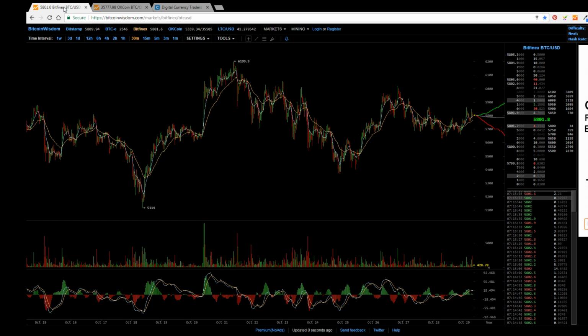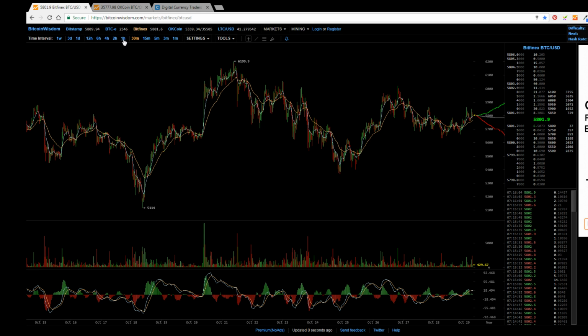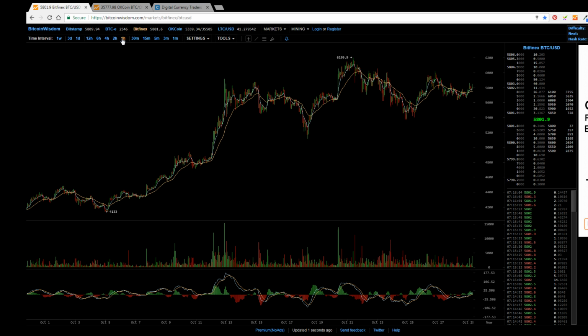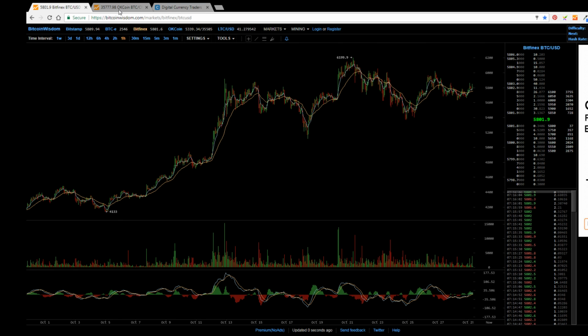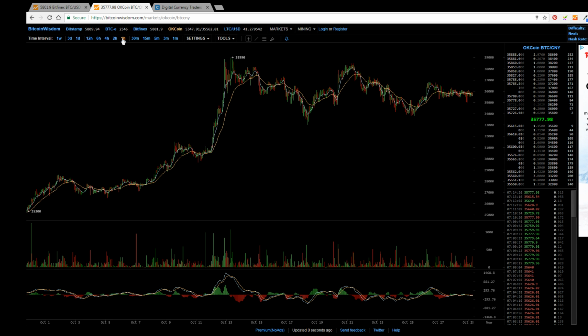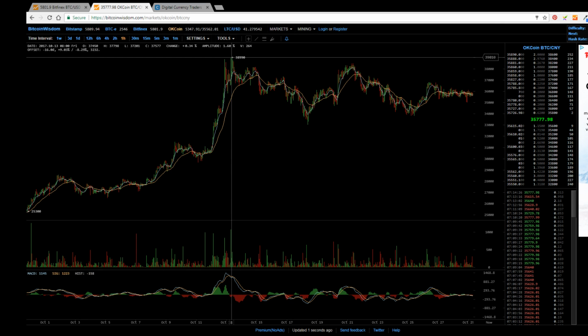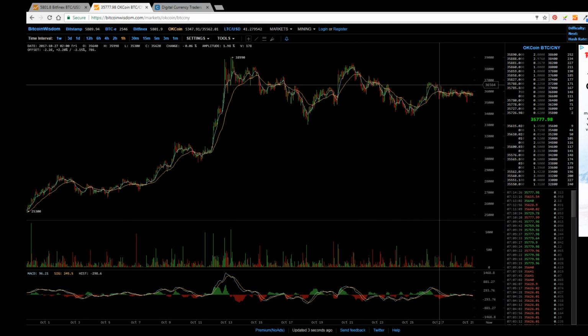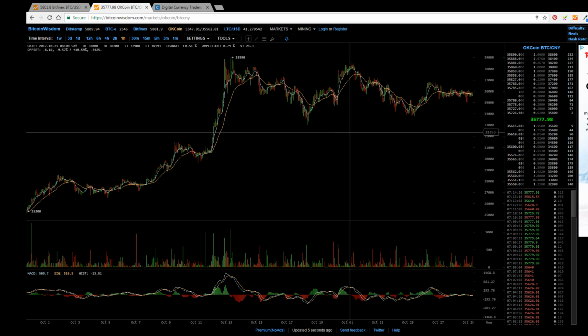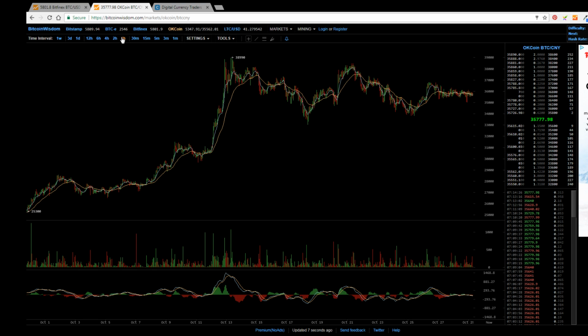So let's get back into this chart. Looking at the 30-minute view, I'm going to zoom out to the 1-hour view so that we can take a look at the difference between these two different charts. The 1-hour view on OKCoin, we can see that we have 3 lower highs and a very nice triangle formation.